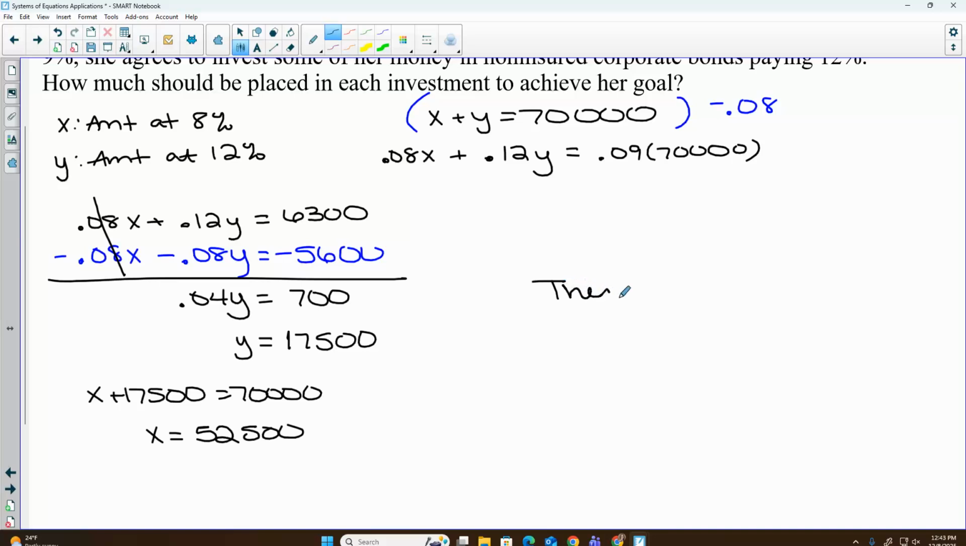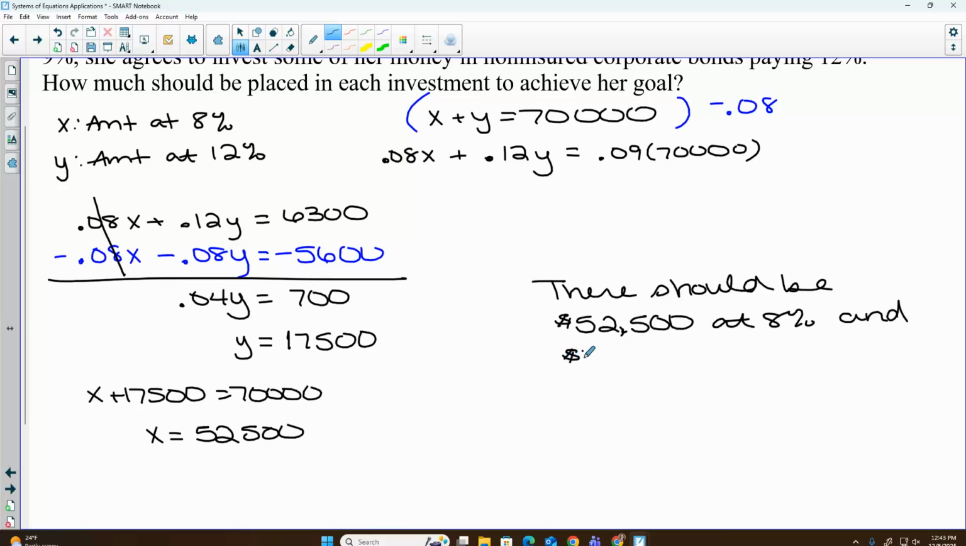So there should be $52,500 at 8%, or you could say in the certificate of deposit, and 17,500 at 12%, or in bonds.